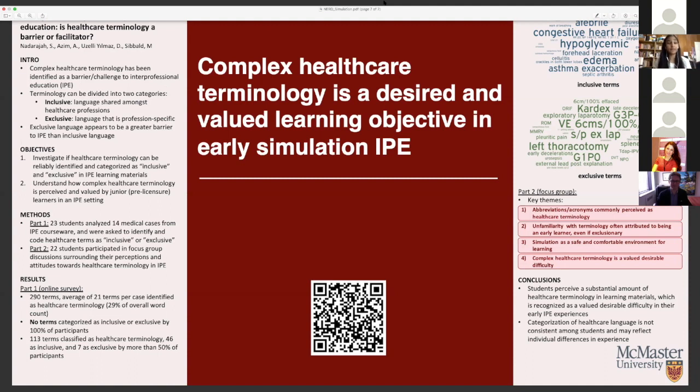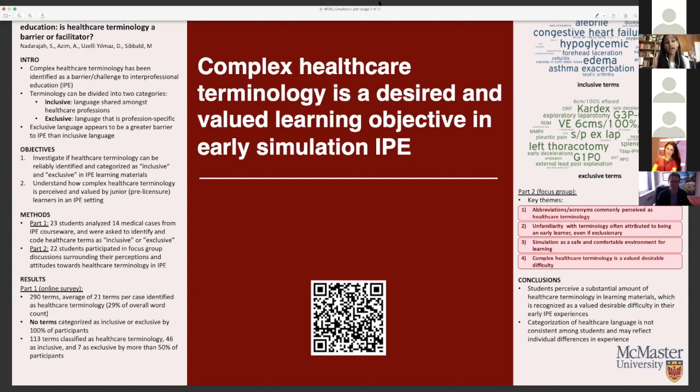The third theme that emerged was the idea of simulation as a safe space to learn complex terminology. And students pointed to particular characteristics that our workshop had that enabled this, such as having no evaluator present, having facilitators who encouraged and prompted students to ask questions and ask for help, and most notably, the ability to make mistakes in a low-stakes environment in the absence of patient care responsibilities.